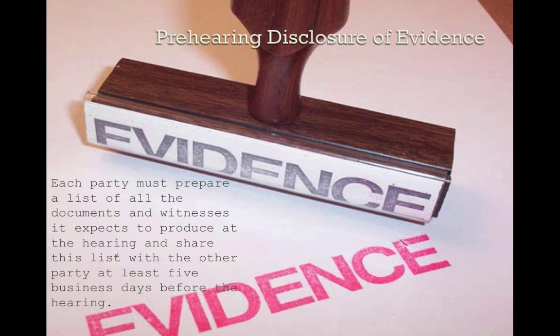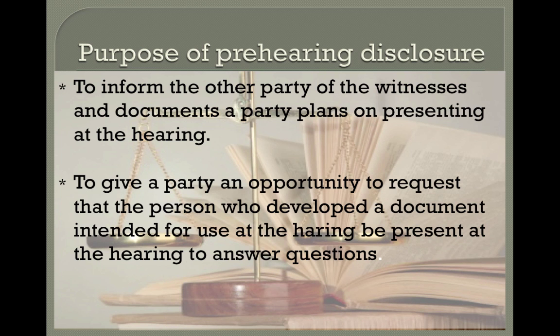Once you get to a due process hearing, it's very formal. It is like a court of law. And so each party, each side must prepare documents and witnesses. And they must provide the documents or list of documents and the list of witnesses 5 days prior to the hearing. And that's called pre-hearing disclosure of evidence. And the purpose of that is so that each side can present their case.